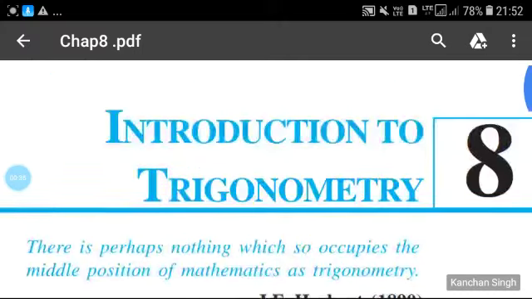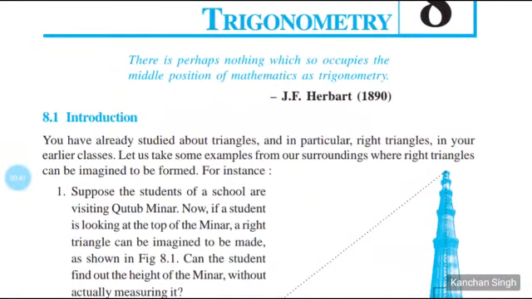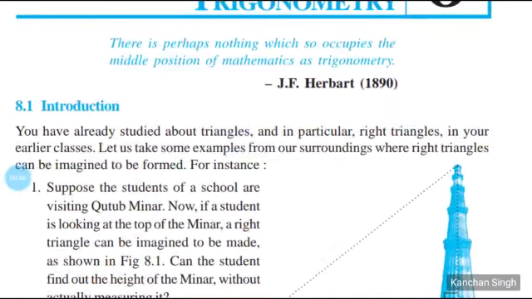Now see here, in our previous class we have already studied about triangles. We are learning about triangles, I think, from class 3. In other classes we learned about types of triangles: acute angle, right angle, obtuse angle triangle, so many types of triangles. In this chapter particularly we will read about right triangles.